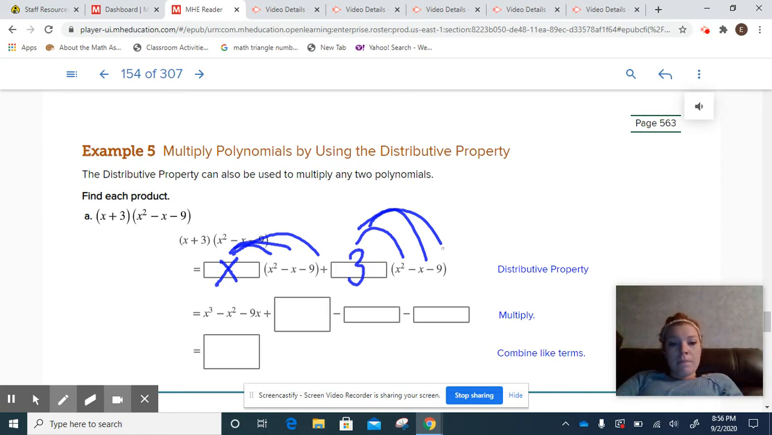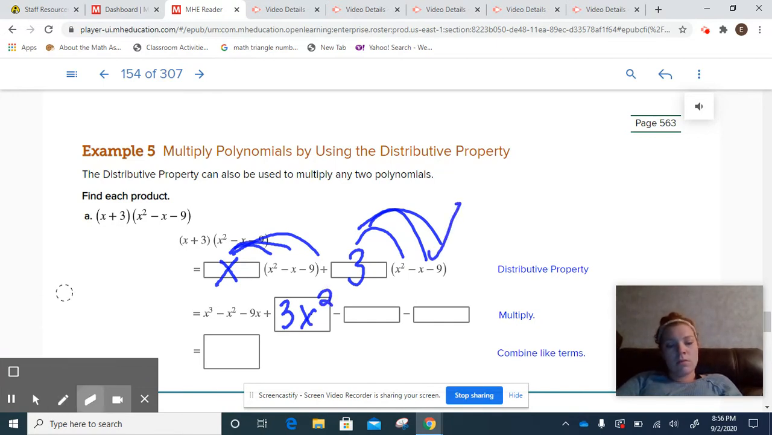Looks like to me they have the first part already filled in. They distributed the x in that first half already. We got to do the 3 in the back. So we got 3 and we got times x squared. And I should have done this as we went. So hold on, let me erase this. Oops.